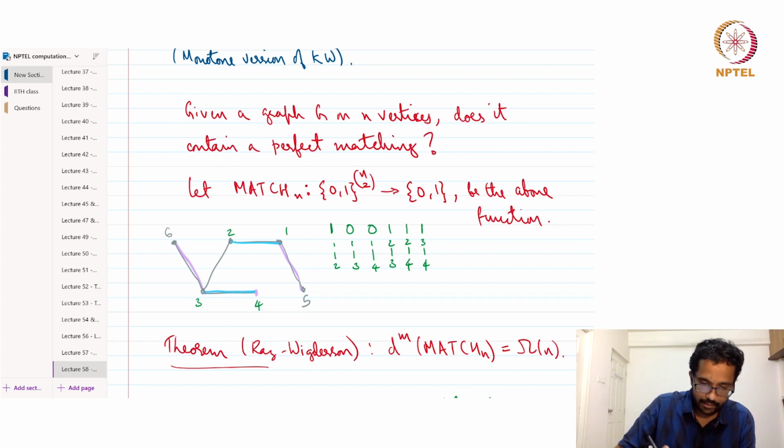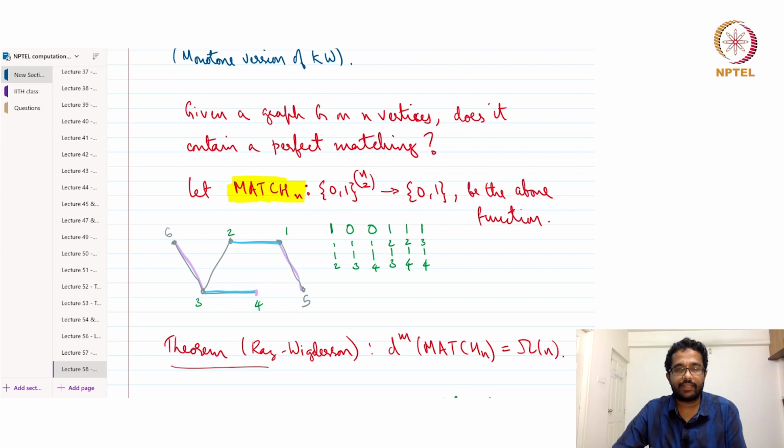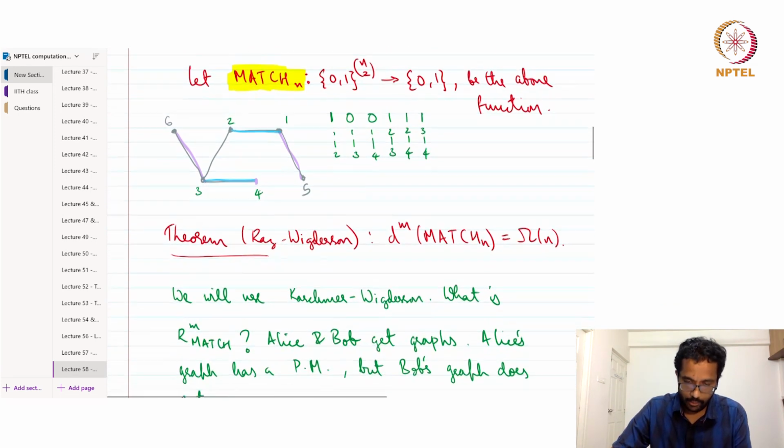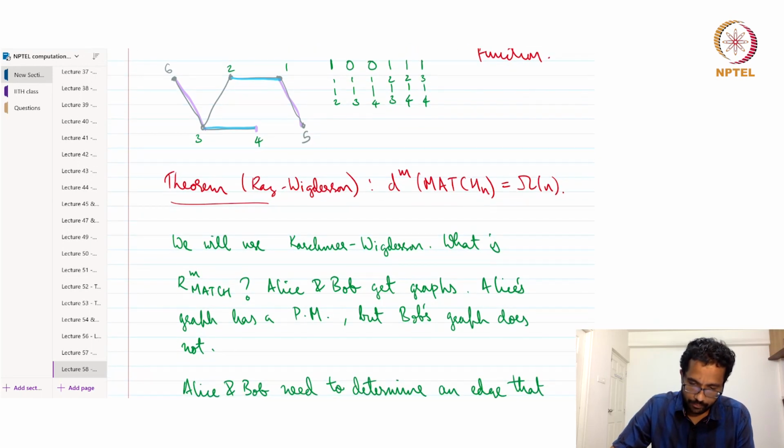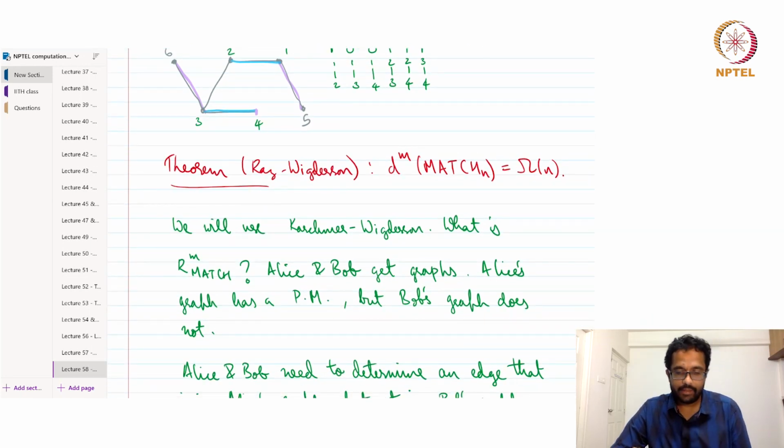So the matching function on n vertices is given this n choose 2 long vector. It will map to 0 or 1 depending on whether the graph has a perfect matching or no perfect matching. Now let us move to the theorem by Raz and Wigderson, which is a lower bound on the depth complexity of this function. It says that the depth complexity of this matching function is at least linear.